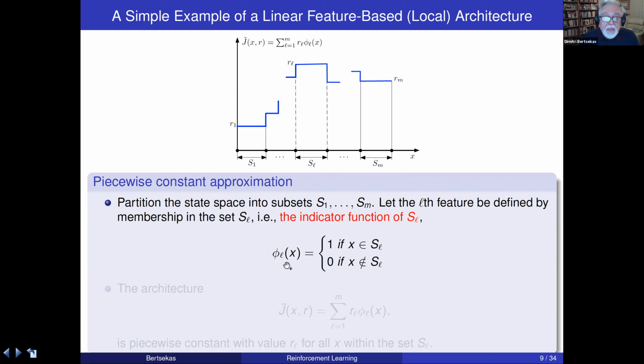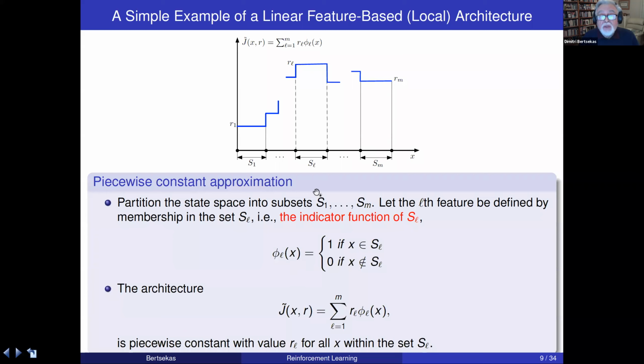And then these features are multiplied with the weights. So the features are all 0, 1, okay? These are the features. And then when you multiply them with the weights, they provide a piecewise constant function. And by picking the weights appropriately, you can construct any piecewise constant approximation, which will approximate the target function.